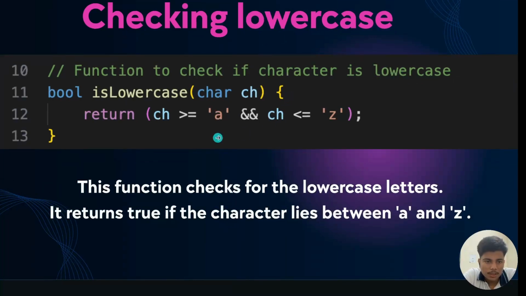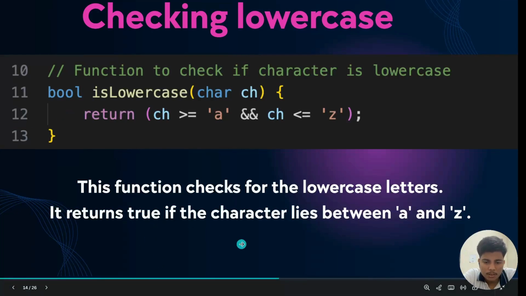Similarly, for lowercase letters, we use bool is lowercase. This function checks for the lowercase letters. Again, because we are using bool data type, it will return a true value if the character lies between small a and small z.